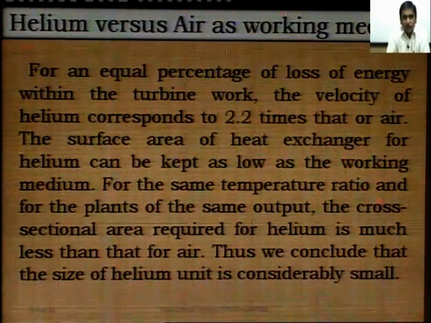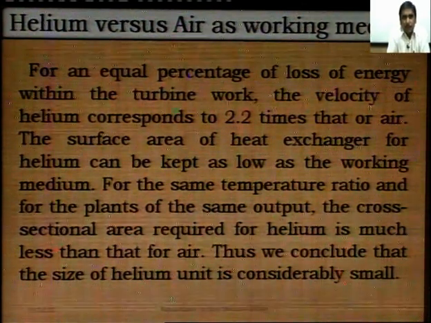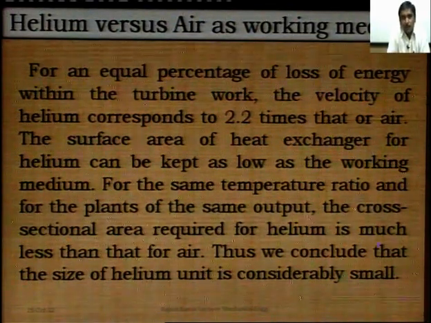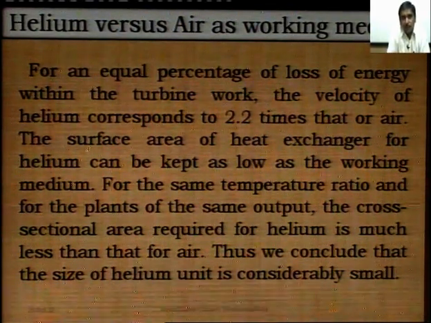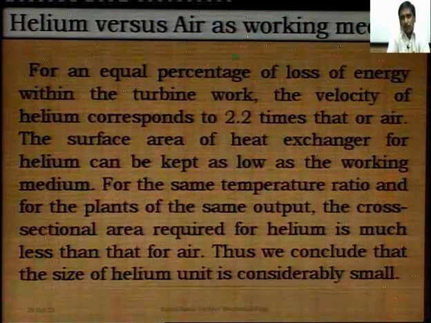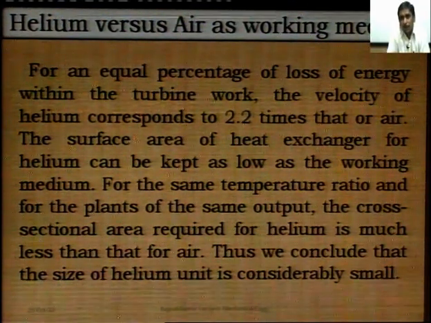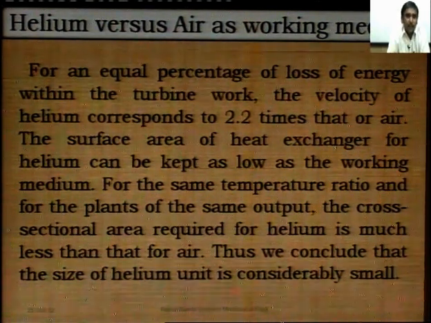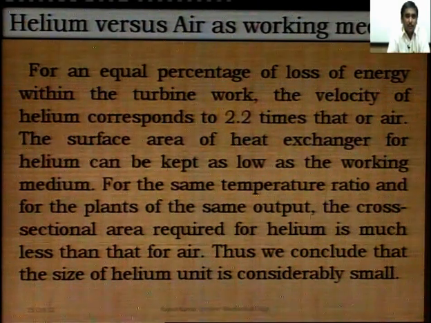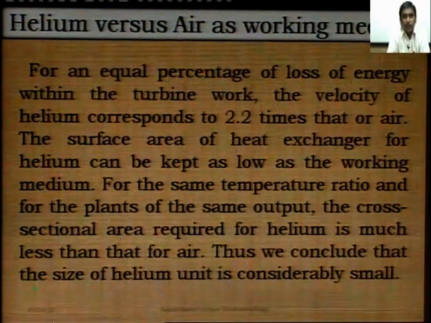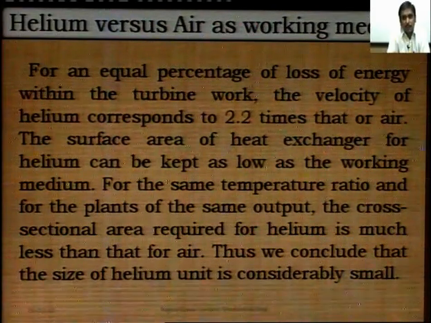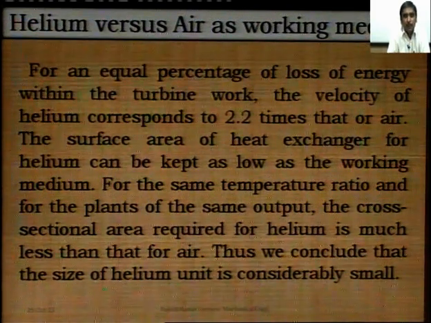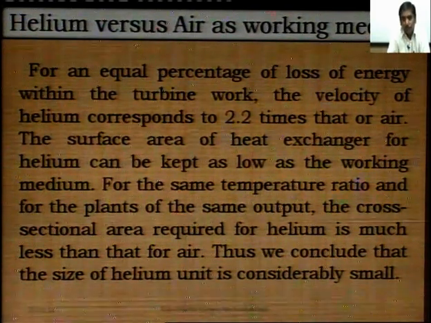For an equal percentage of loss of energy within turbine work, the velocity of helium corresponds to 2.2 times that of air. The surface area of the heat exchanger for helium can be kept as low as the working medium. For the same temperature ratio and for plants of the same output, the cross-sectional area required for helium is much less than that of air. Thus, we conclude that the size of a helium unit is considerably small.